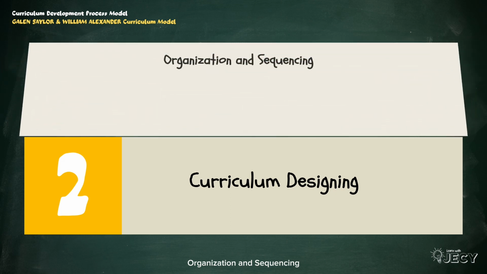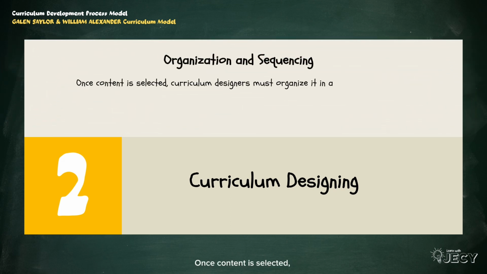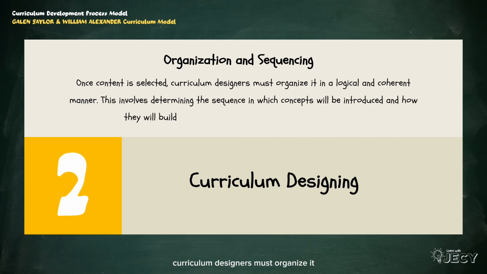Organization and sequencing. Once content is selected, curriculum designers must organize it in a logical and coherent manner. This involves determining the sequence in which concepts will be introduced and how they will build upon each other over the course of instruction. Organization and sequencing ensure that learning progresses in a systematic fashion, with each topic laying the foundation for subsequent learning experiences.